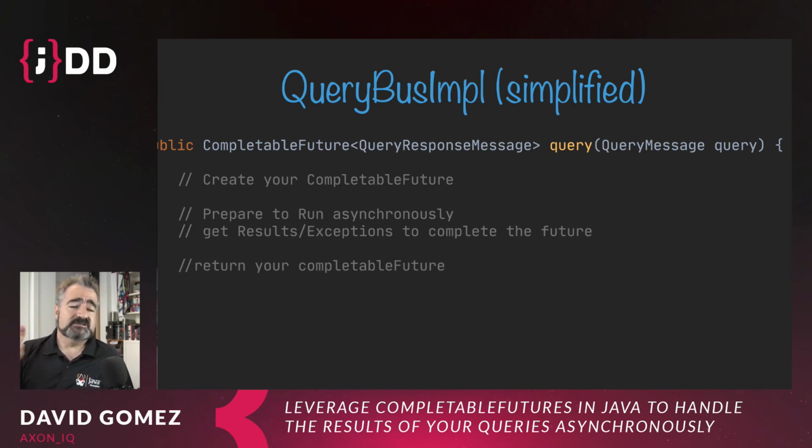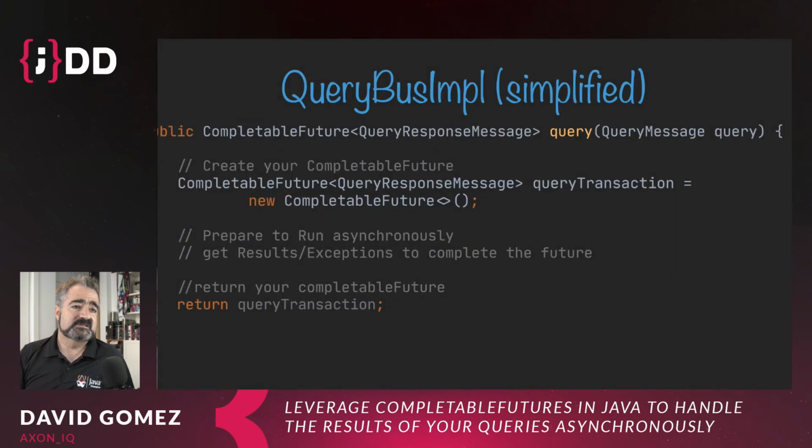So basically what we receive on the query bus is a query message, and the first thing that it needs to do is create a CompletableFuture that will return a query response message. And we are going to return that query transaction as soon as we can, even if we don't already have the results, because we are going to run the query asynchronously.